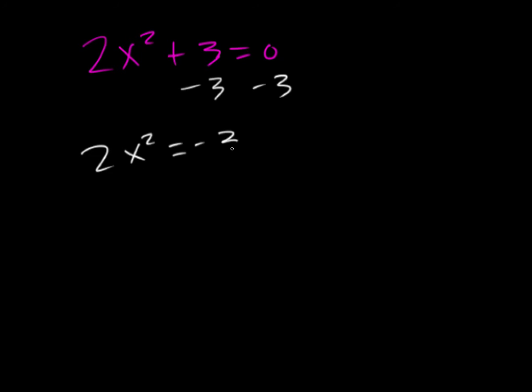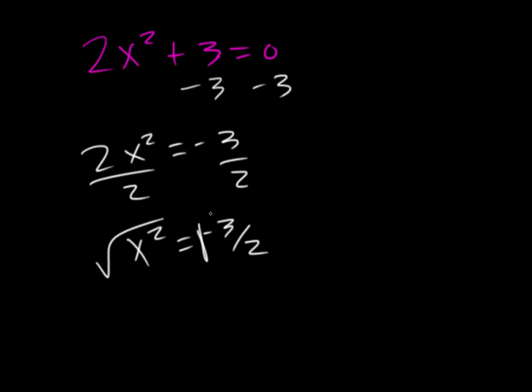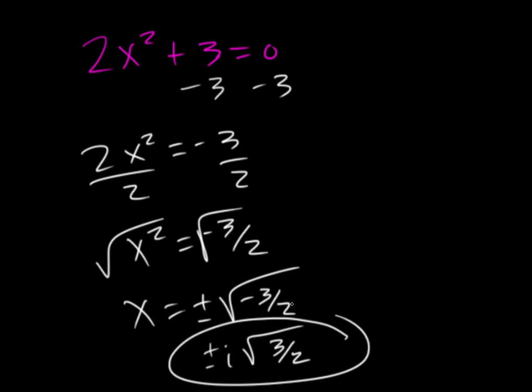Okay, the next one, 2x squared plus 3. So what we could do with this one, I'm going to do it without factorization. So we're just going to subtract 3 from both sides. Divide by 2. Square root both sides. Pull out the i. And that's our answer.